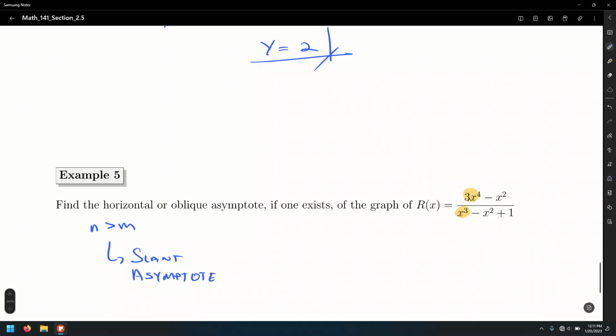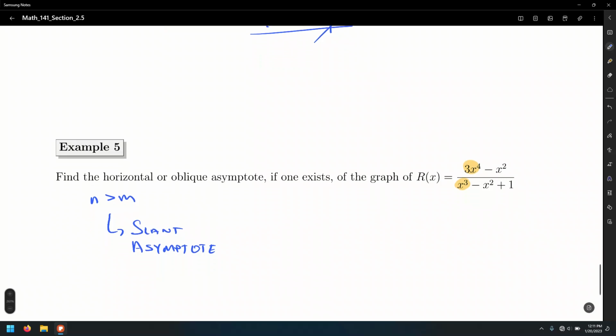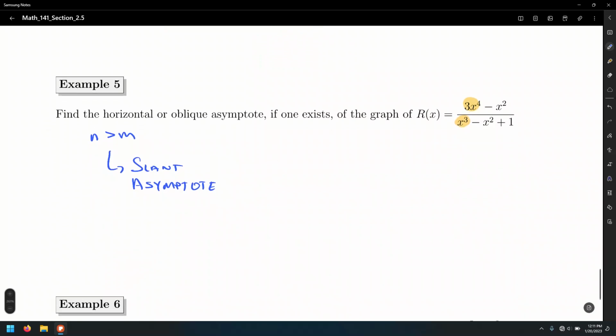We need to find what that asymptote is, and we do this by polynomial long division, and that's something you might have learned back in high school, or college algebra. Well, I don't know what class you took before this class.